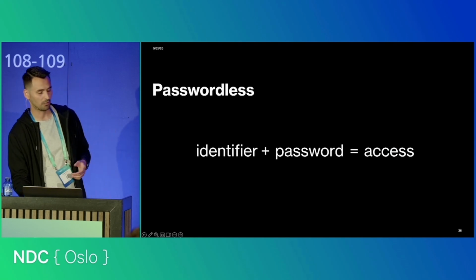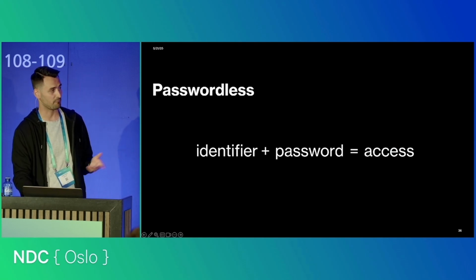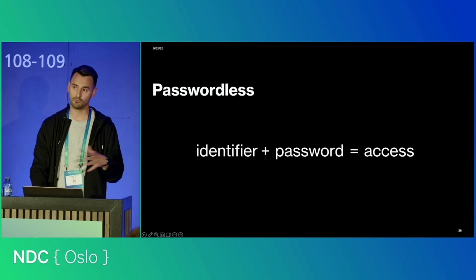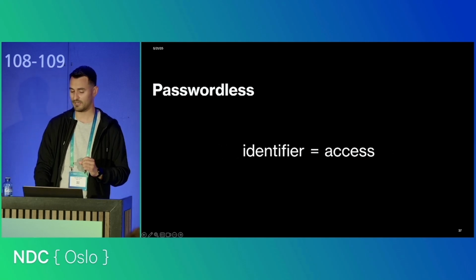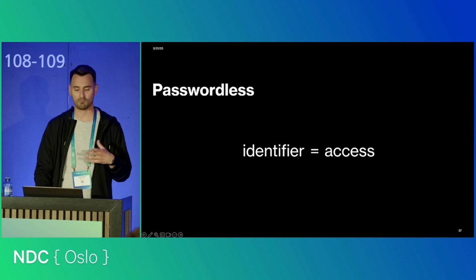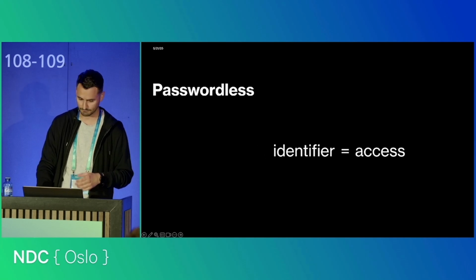So let's look at the normal auth equation containing an identifier such as a username and a password. If you have both, you have access. We want to remove the password, so let's just do it. Oh no, this is bad, this is really bad, right? Of course, we need something to replace the password, so let's insert some made-up generic credential instead.